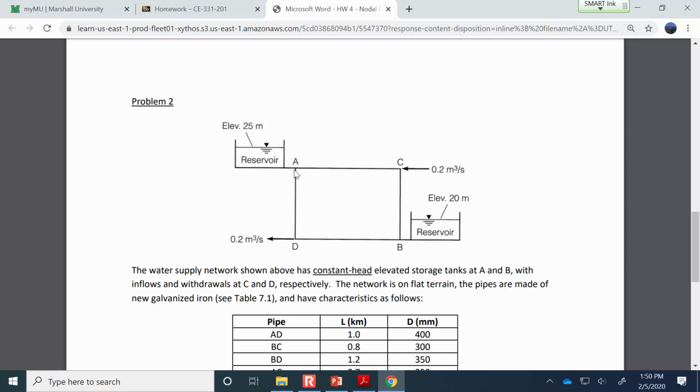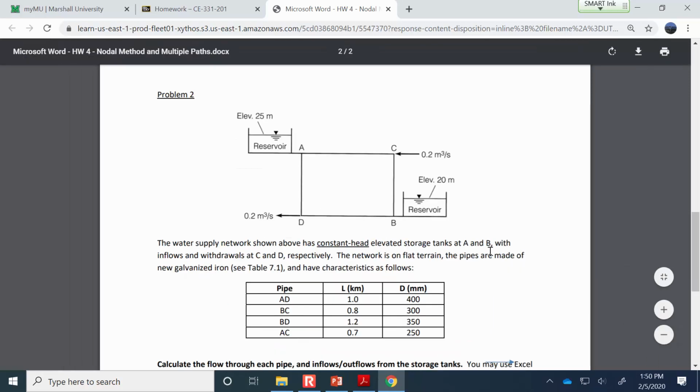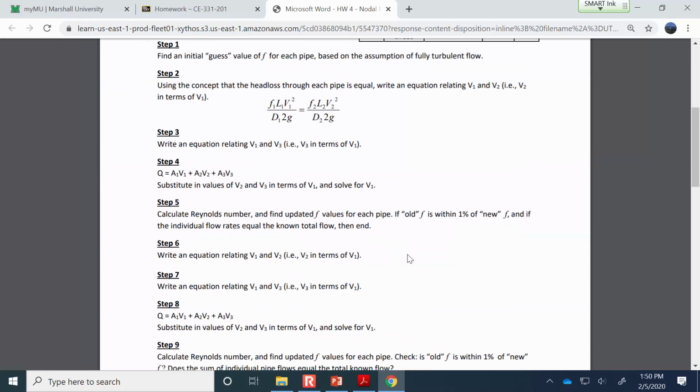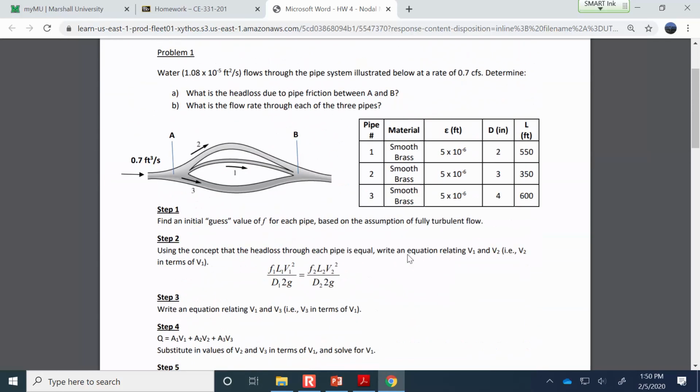We'll talk more about this on Friday, but just in case you get an early start on the assignment, I wanted to point out that this problem 2 is a nodal method problem and not the Hardy Cross method, which will start on Friday.